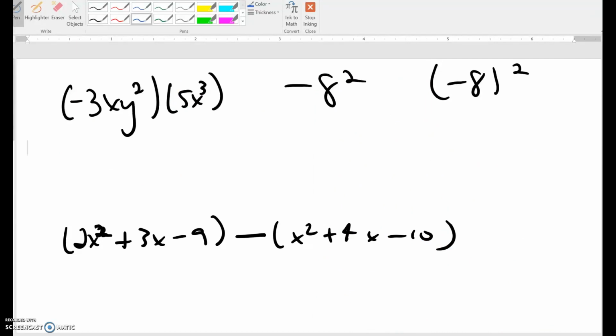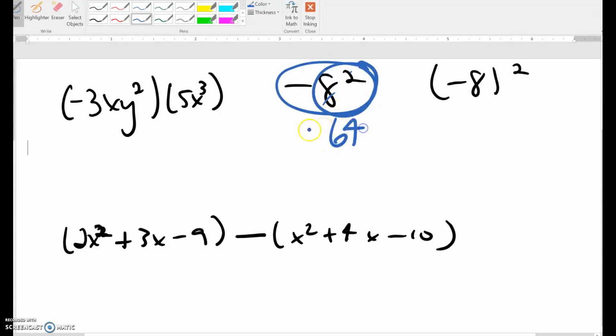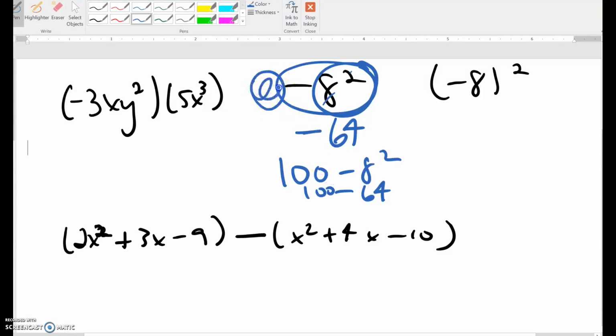Okay, so this one is saying order of op, exponents are first, so 8 times 8 is 64, and then just make it negative, okay? Because think about it, if you had 100 minus 8 squared, you would get the 64 first and subtract it from 100. So you don't know if there's something in front of here or not. So again, only this is squared and you make it negative.